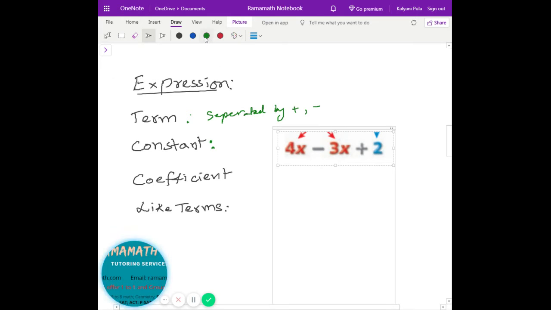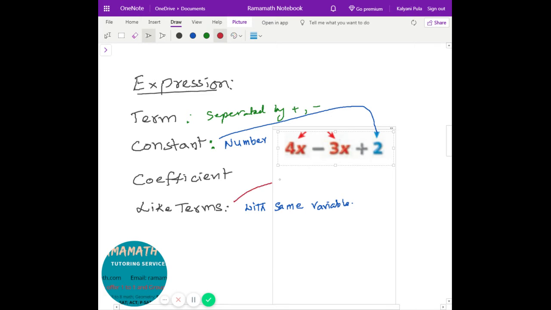So the next one is constant. Constant is just a number, a number without a letter or variable. In this one, the 2 is a constant, because 2 doesn't have any letter next to it. Okay? Good. Like terms means with the same letter, with the same variable. So what are the like terms in this one?